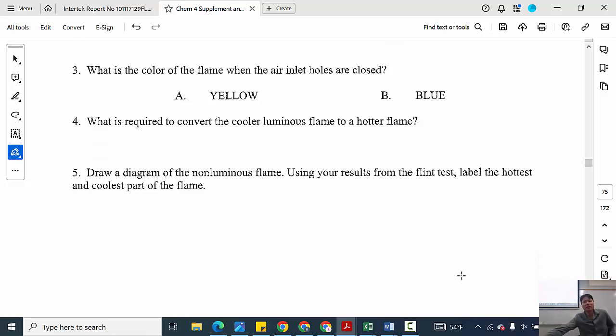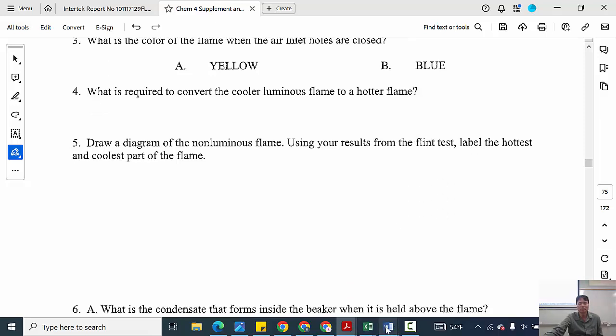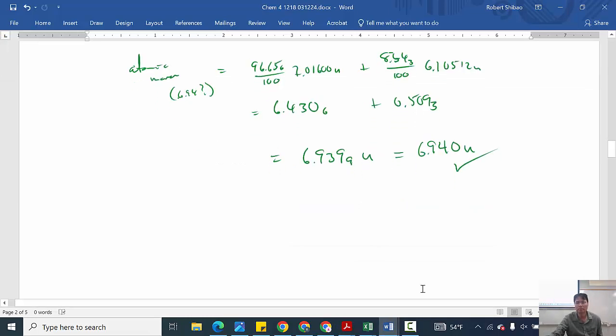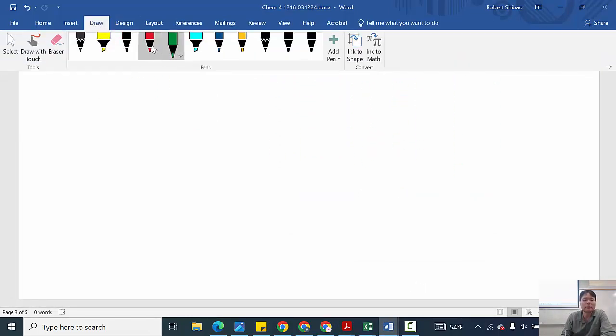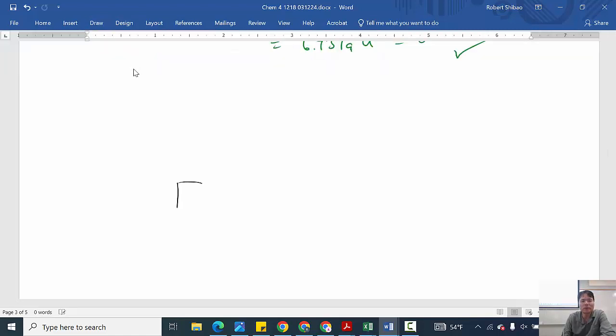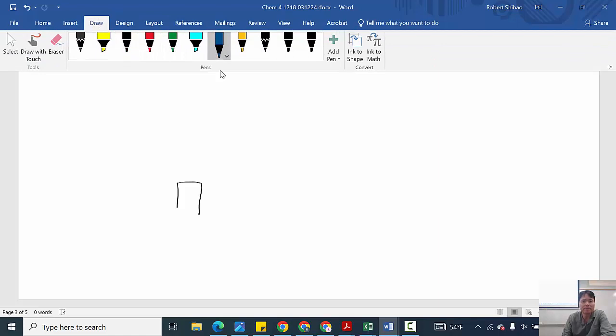Draw a diagram of the non-luminous flame, the blue flame, using your results from the Flint test. The Flint test is a match test we did earlier. Label the hottest and coolest parts of the flame. So here we just sketch a burner. You can just draw the top of the burner like this. And this should be a nice blue flame.